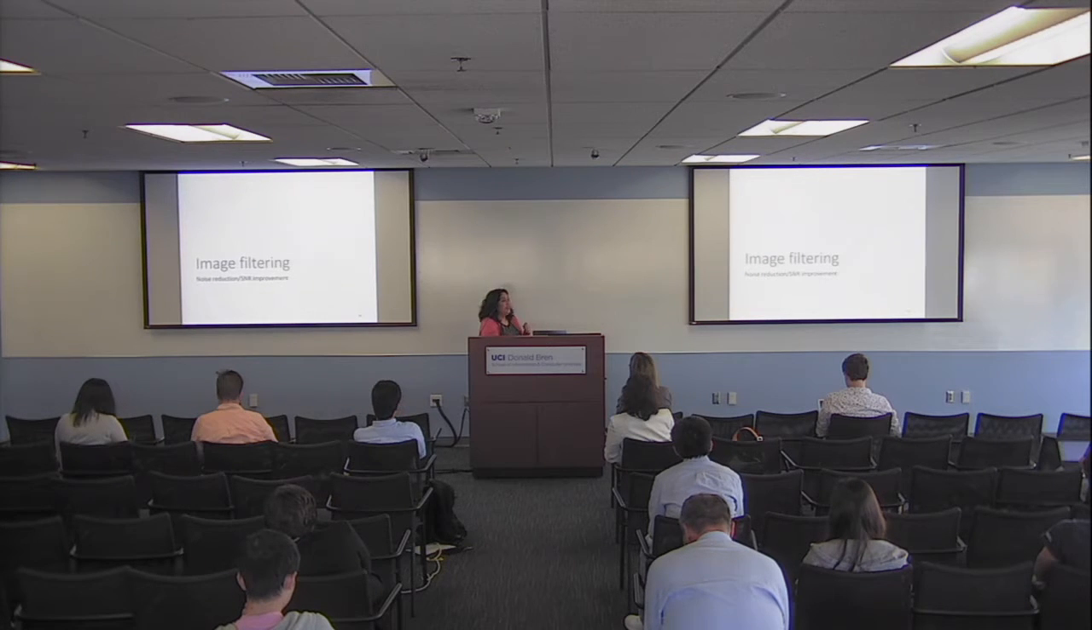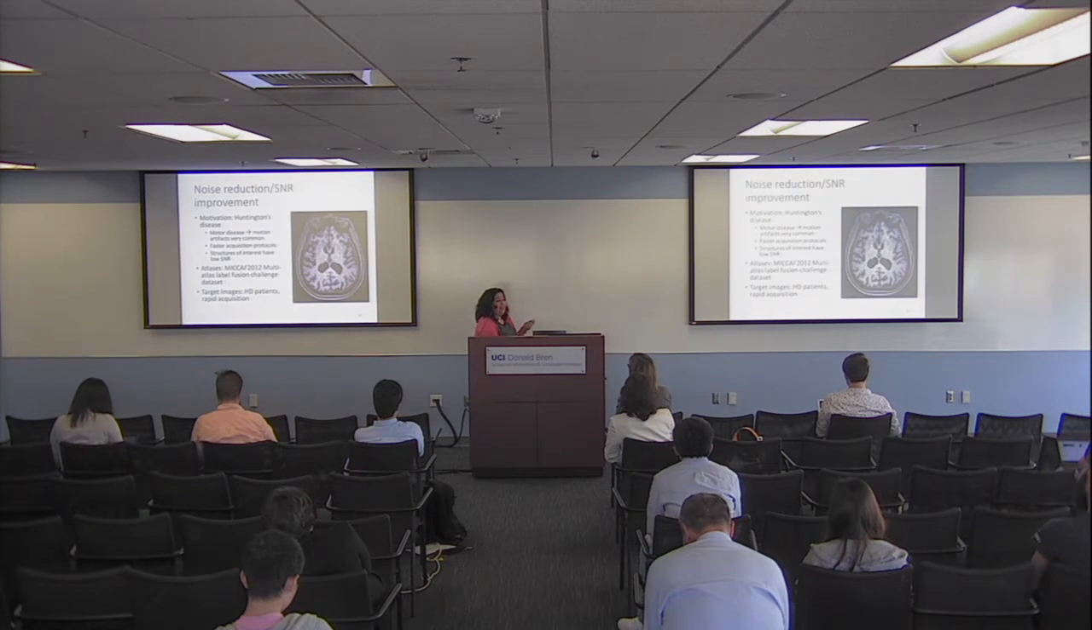image filtering. If I have good quality images versus poor quality images, I can use those good quality images to improve the quality of my poor quality images. That's a lot of qualities in that sentence. The motivation for this is Huntington's disease, which is a motor disorder where the patients have a lot of trouble staying still in the scanner.